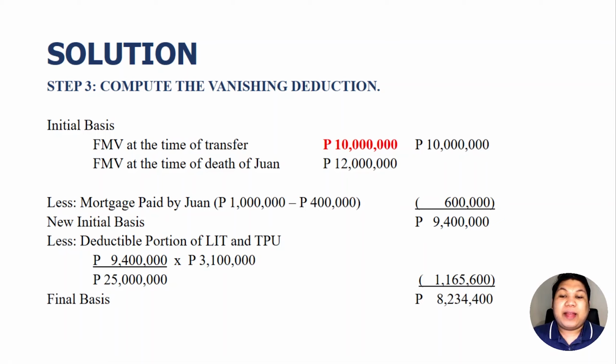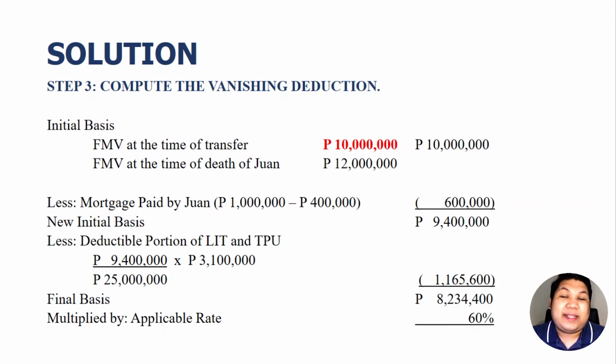So therefore, our final basis is 8,234,400 pesos. We will now multiply this with a rate based on the table that I have given to you in our previous lecture. Okay, so the applicable rate here is 60%.